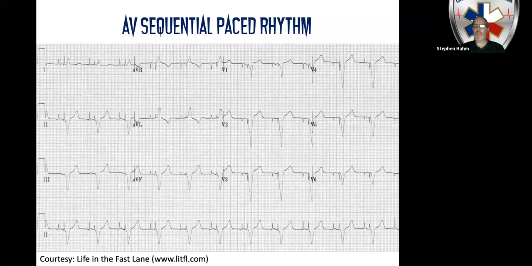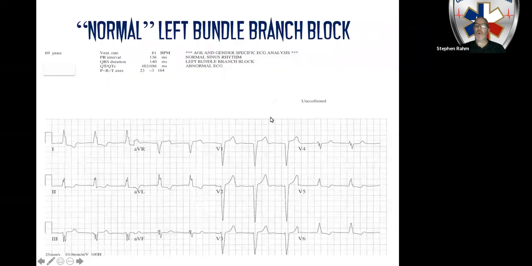This is an AV sequential or a dual chamber pacemaker. You can see the pacemaker spikes before where the P waves are and then right before the QRS. But if you'll notice in V1, V2, V3, this assumes a left bundle branch block morphology because it does terminate into an S wave.